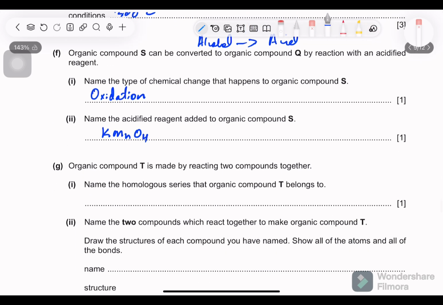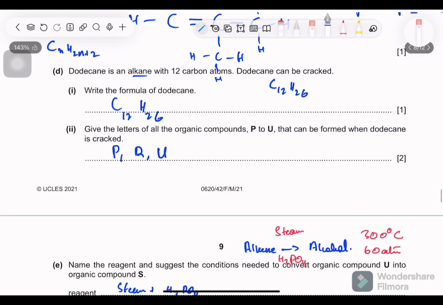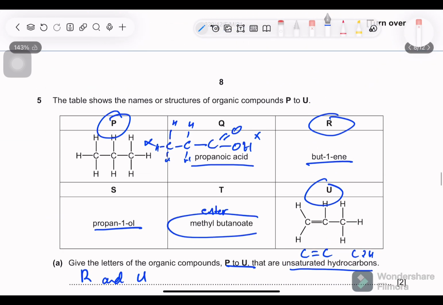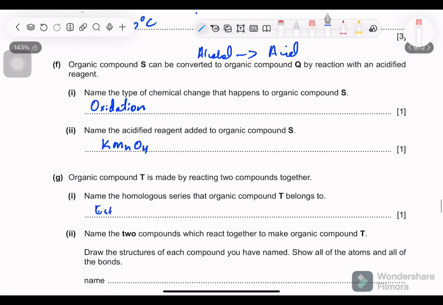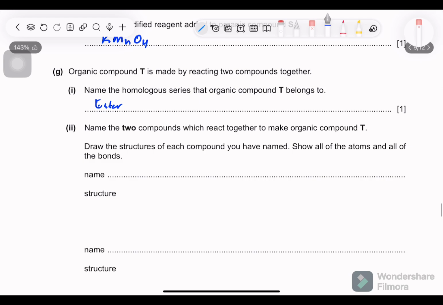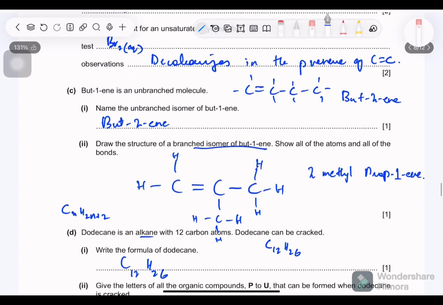Organic compound T is made by reacting two compounds together. Name the homologous series that organic compound T belongs to. So this is T. This is an ester. We already did it. Ester. Name the two compounds which react together to make organic compound T. And we have to draw the structures as well.